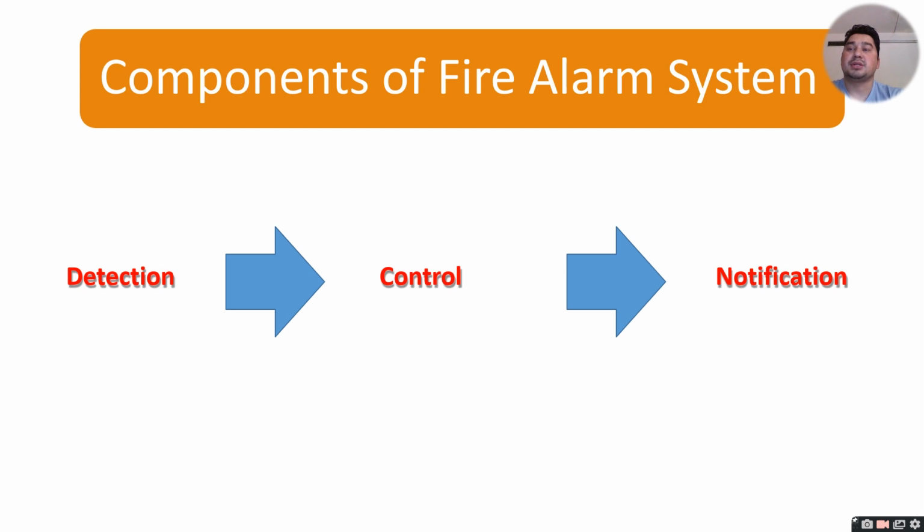Components of fire alarm systems. How many components are there in the fire alarm system? First of all, there is detection. Fire or smoke will be detected, and that will be controlled, and that will be notified.